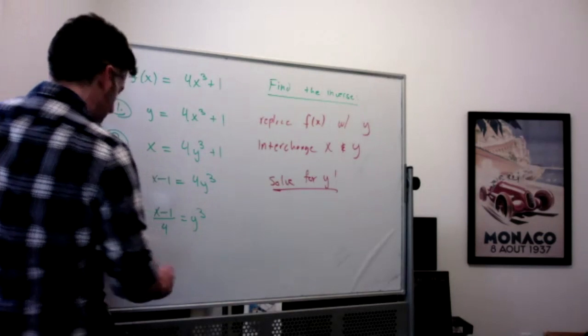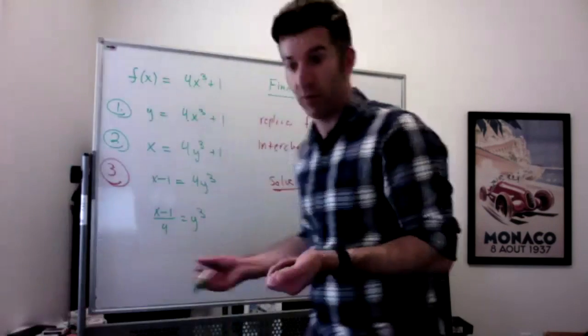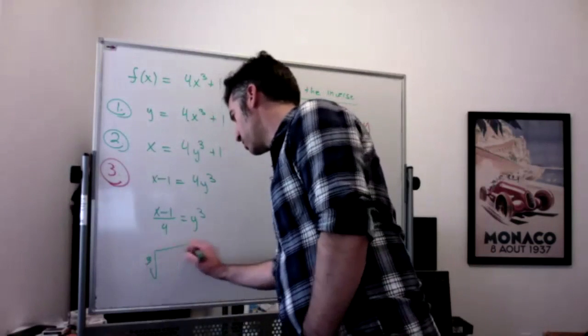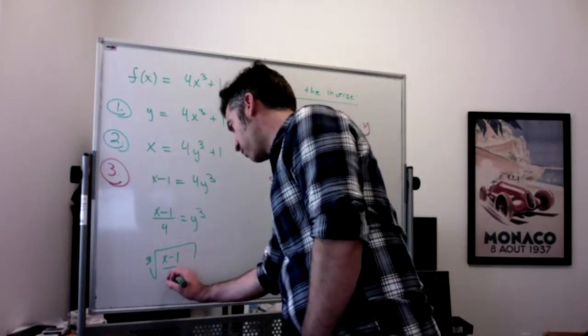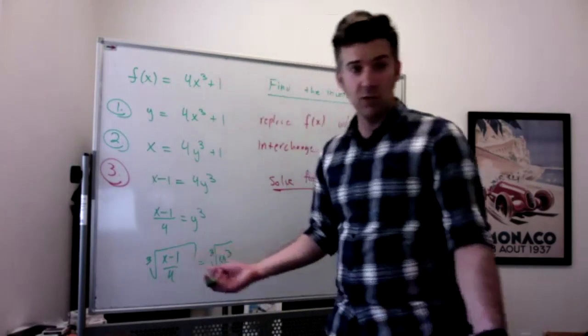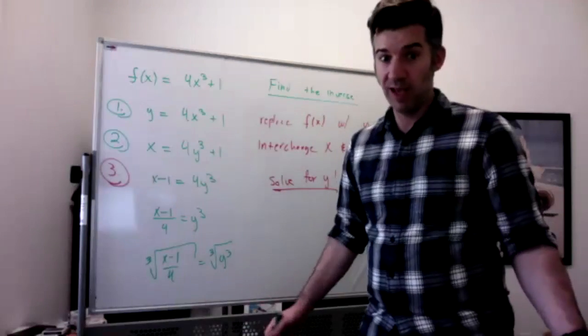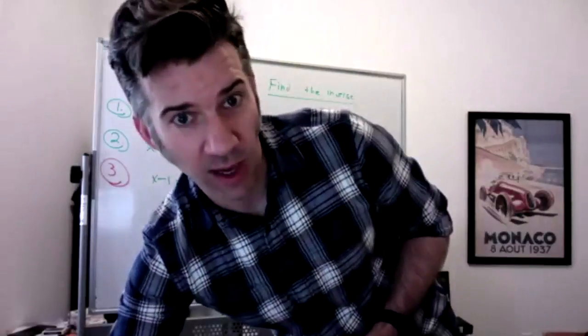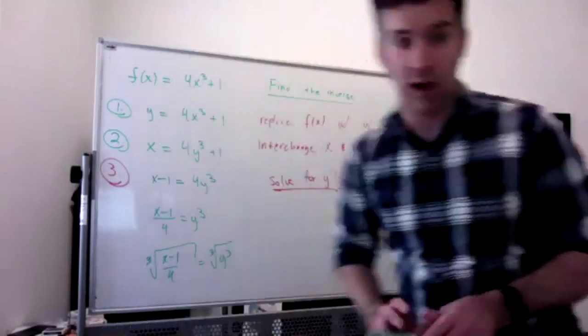So you could also say raise both sides to the 1/3 power. But I'm going to write this as the cube root of x minus 1 over 4 equals the cube root of y cubed. But the cube root of y cubed is just y. And I will point out it's not even the absolute value of y. It is really actually just y.